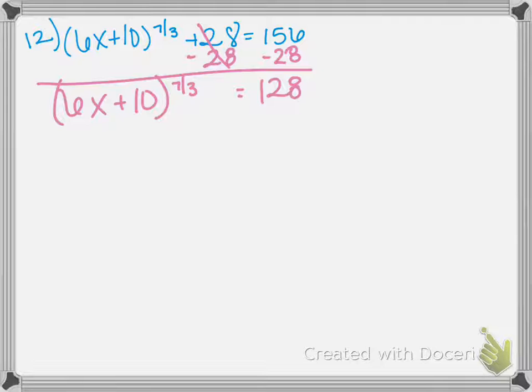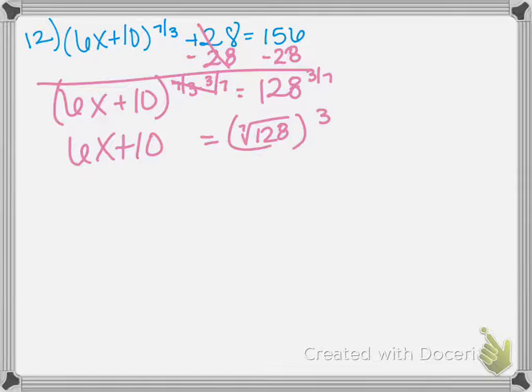All right, now that I have that, I need to get rid of this exponent. And how you get rid of it is by multiplying by another power, but it's got to be the reciprocal. So now it's going to be 3/7. And what you do to one side, you do to the other. So this cancels out, and I'm left with 6x plus 10 equals, and I'm going to rewrite this in radical form, the 7th root of 128 to the 3rd power.